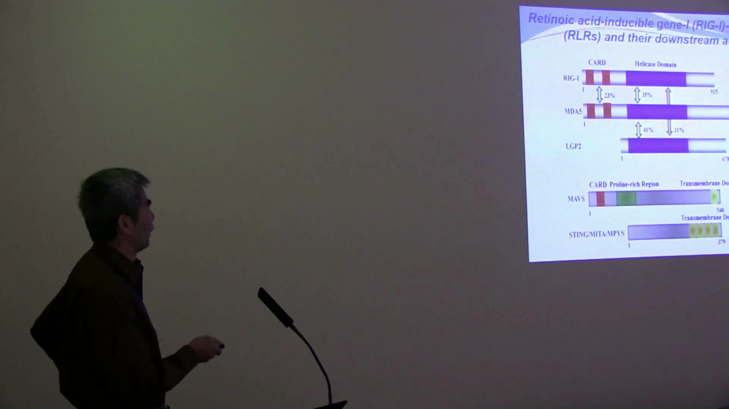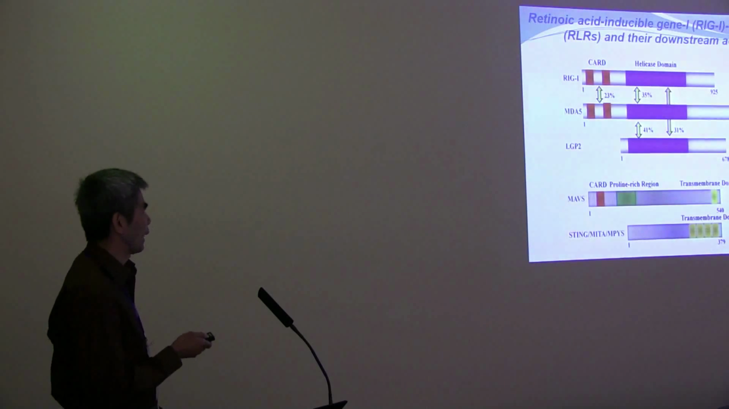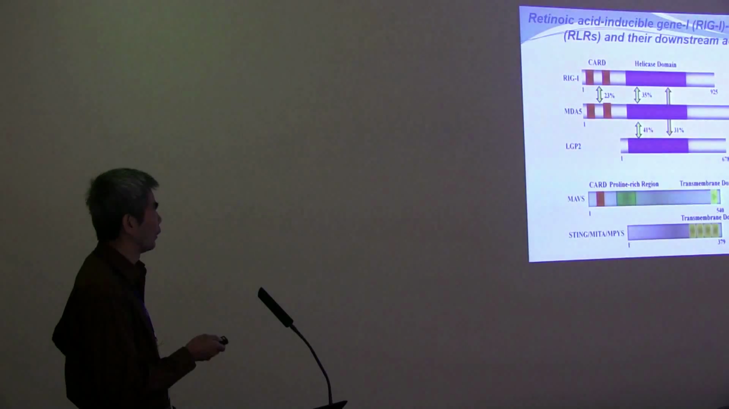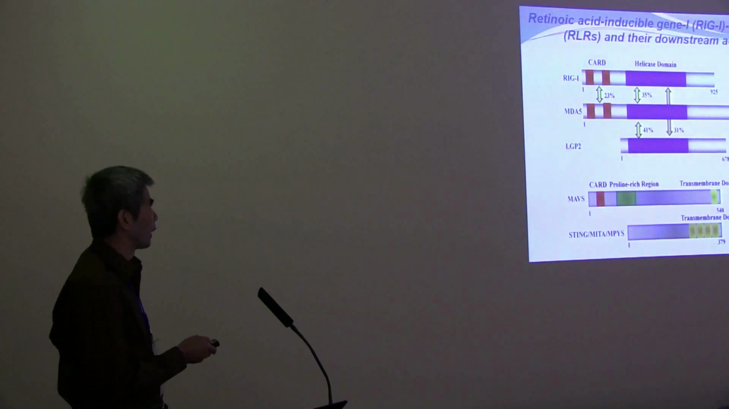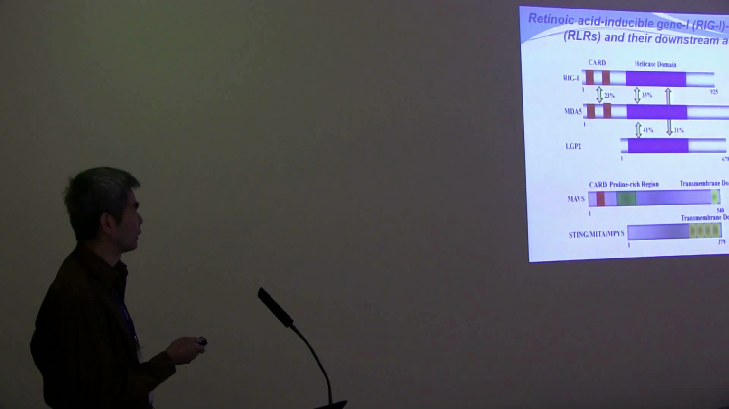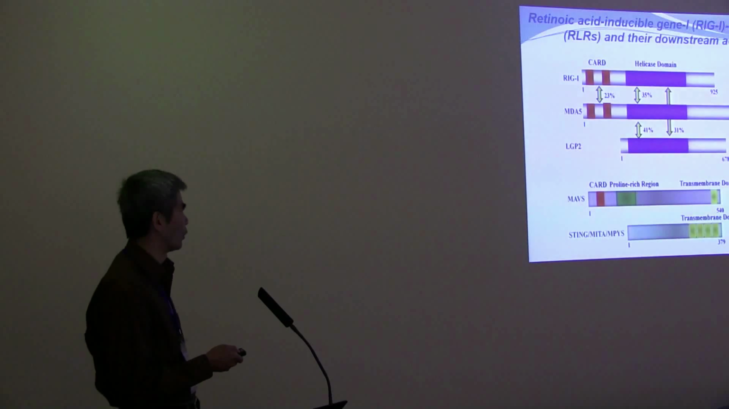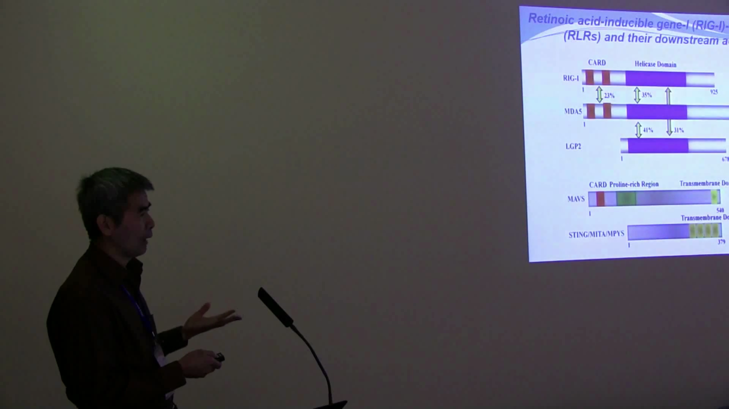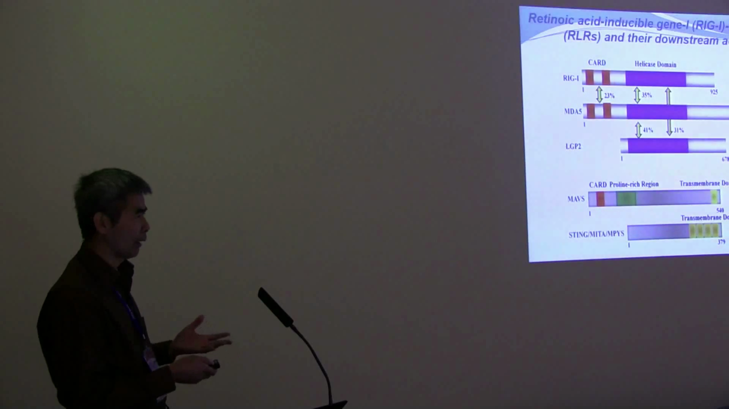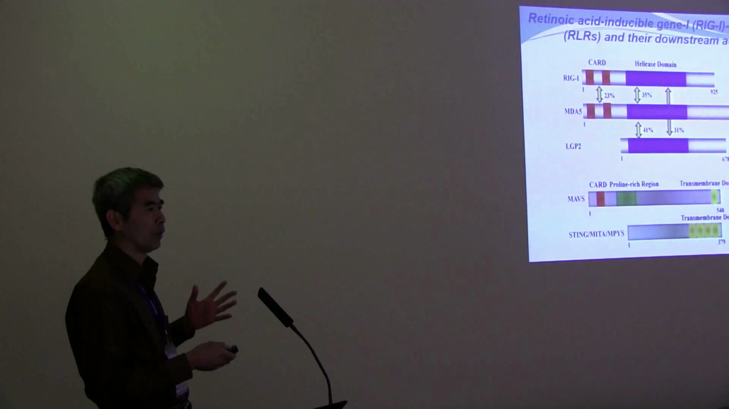RIG-I, or RIG-I-like receptor, is a cytosolic RNA receptor. They play quite an important role in sensing RNA viruses or retroviruses, which can trigger an innate immune response. Unlike TLRs, whose expression is cell type specific, RIG-I can be detected in almost all cell lines.